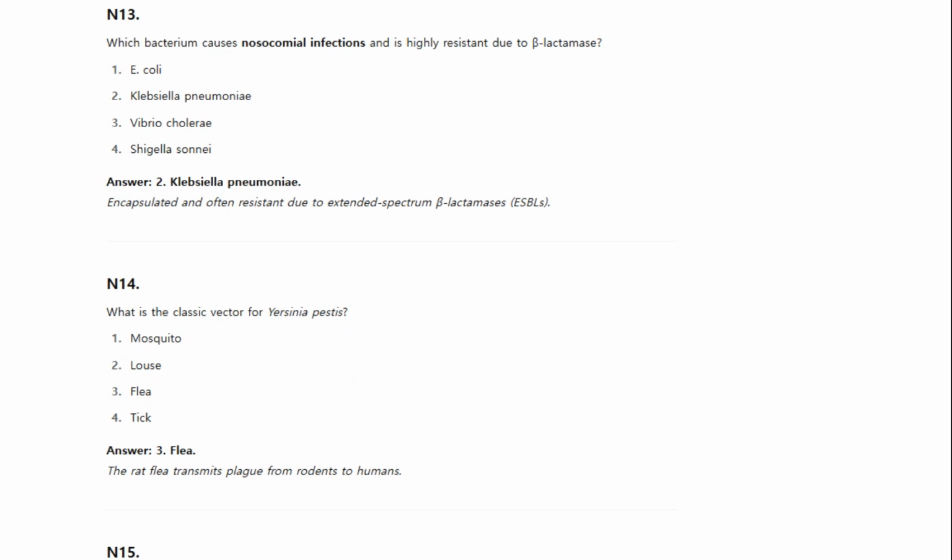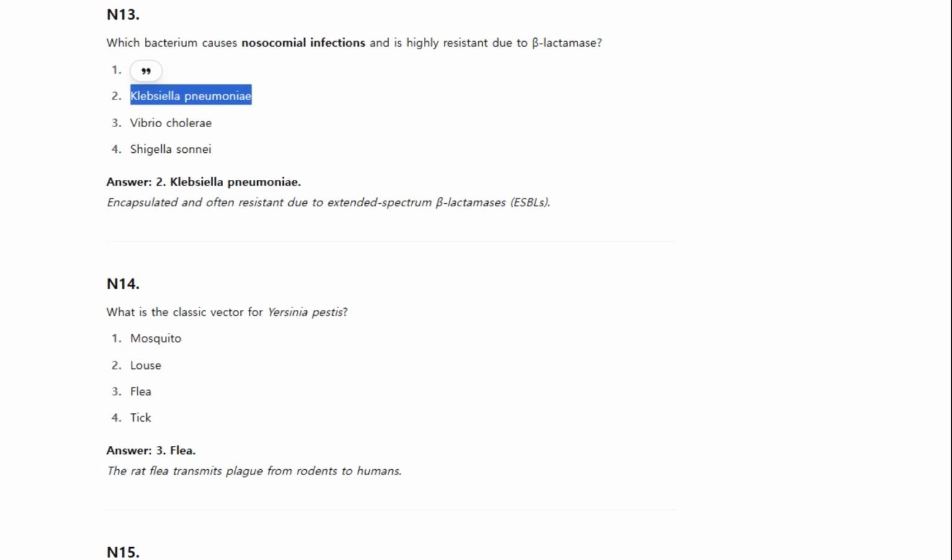N13. Which bacterium causes nosocomial infections and is highly resistant due to beta-lactamase? 1. E. coli. 2. Klebsiella pneumoniae. 3. Vibrio cholerae. 4. Shigella sonnei. Answer: 2. Klebsiella pneumoniae. Encapsulated and often resistant due to extended-spectrum beta-lactamases, ESBLs.